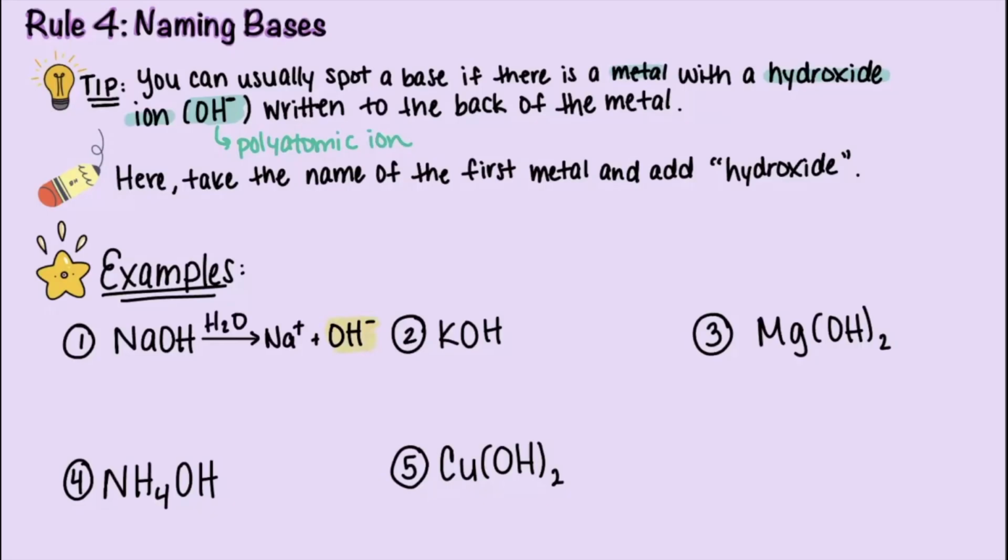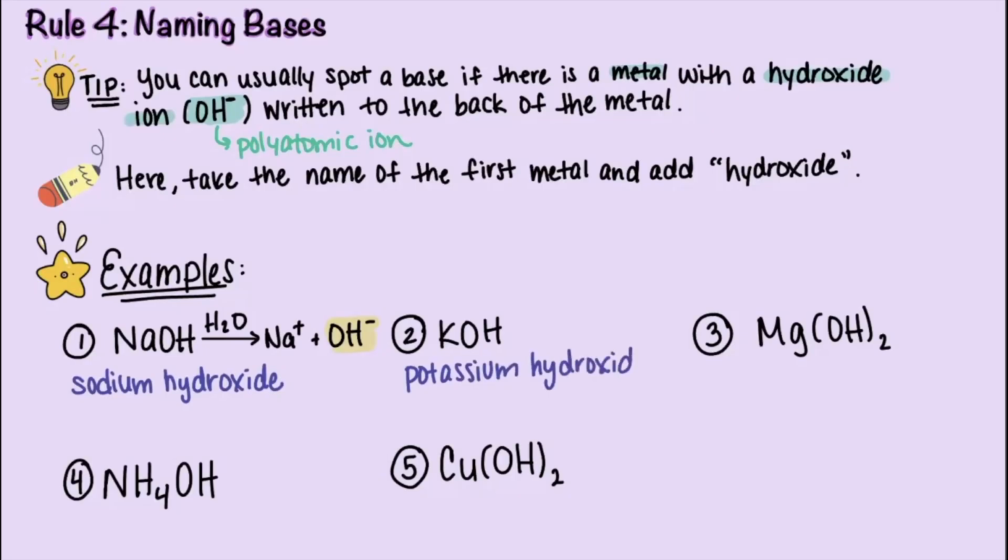So naming bases is actually super easy. All you're going to do is take the name of the metal and just tag a hydroxide at the end. So for example, NaOH would be sodium hydroxide. What do you think KOH would be? Well, K is potassium and it has an OH written to the back of the metal, so we're going to give it the name potassium hydroxide.